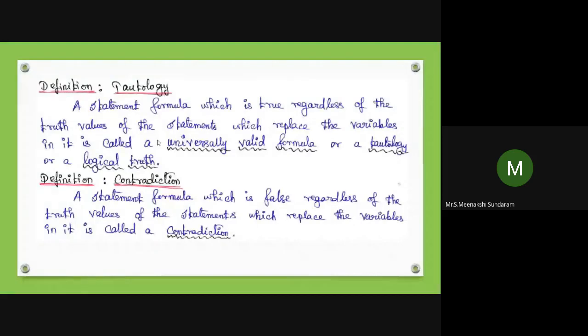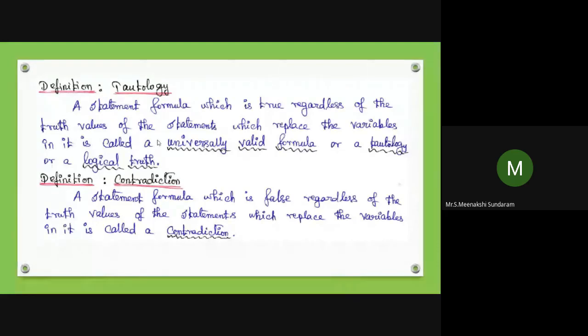Normally we can say these are equivalent formulas. Tautology means both the statements are true. For example, x equal to y: instead of x I can take y, or instead of y I can take x. That is a statement replacing the variable. Whichever one you check, the answer is correct. Both are the same, so that is a universally valid formula, or tautology, or logical truth.